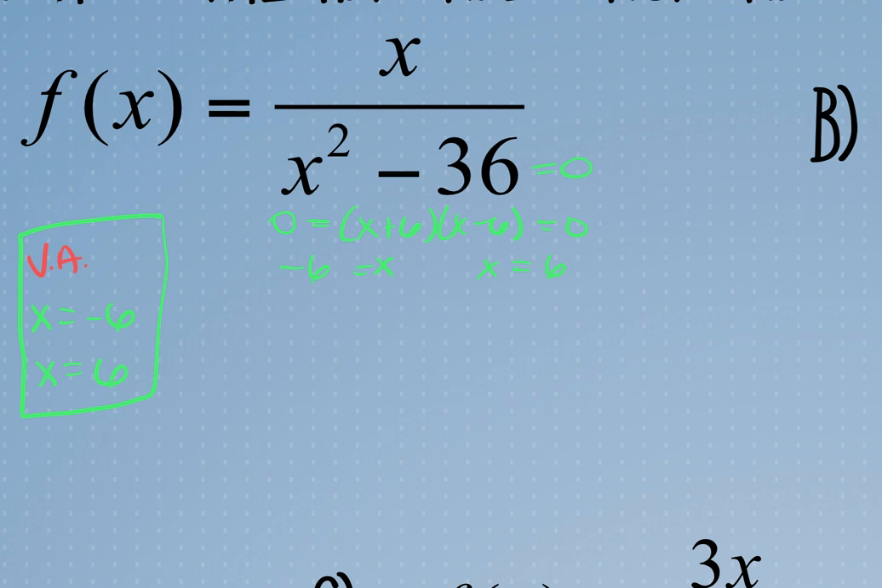No, horizontal can only have 1 or none, but vertical can have an unlimited amount.